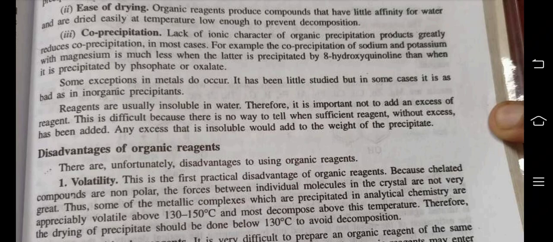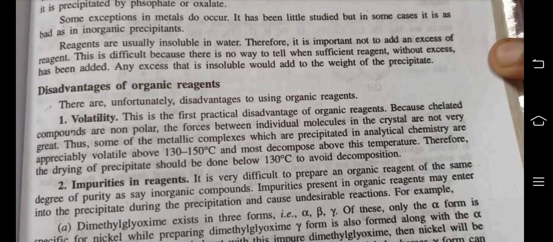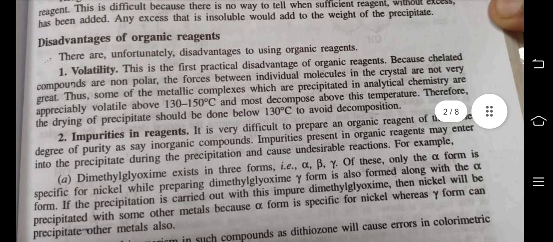Reagents are usually insoluble in water, therefore, it's important not to add an excess of reagent. This is difficult because there is no way to tell when sufficient reagent without excess has been added. Any excess that is insoluble would add to the weight of precipitate. Disadvantages of organic reagents. There are unfortunately disadvantages to use organic reagents. First is volatility. This is the first practical disadvantage of organic reagents.